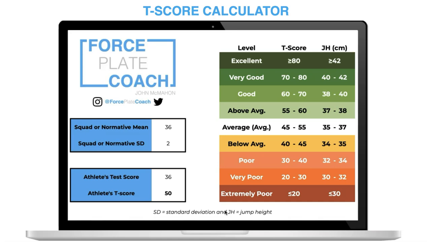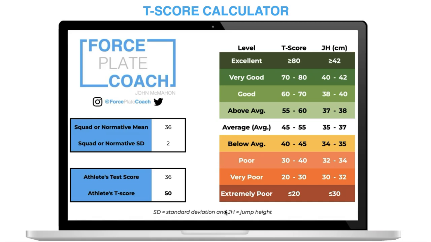Then all you need to do is simply enter the individual athlete's score for that same metric into cell C10, and it's showing they've scored 36 centimetres in the current example on the screen, and you'll notice that that's identical to the mean, and therefore that corresponds to a t-score of 50, as I've already explained earlier on in the video.